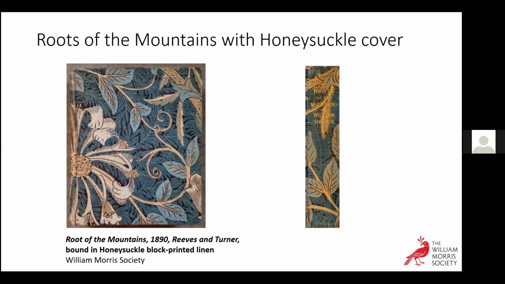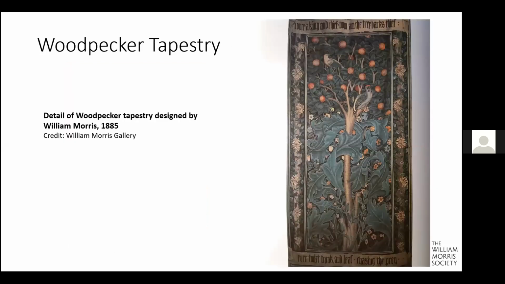So moving on to other Morris and Company products featuring the flower, here is the woodpecker tapestry, bordered with trailing honeysuckle all around. It depicts the story from the Roman poet Ovid, where a king is turned into a woodpecker by a sorceress. Morris's poem on the tale is contained within the upper and lower borders and reads, "I once the king and chief, now am the tree bark's thief, ever twixt trunk and leaf, chasing the prey."